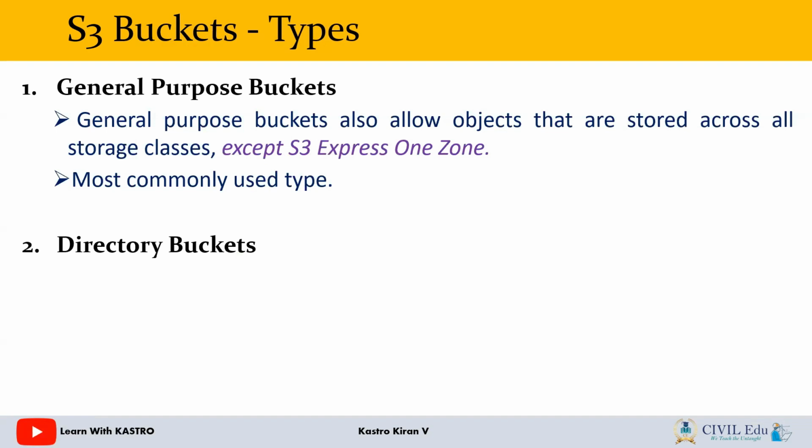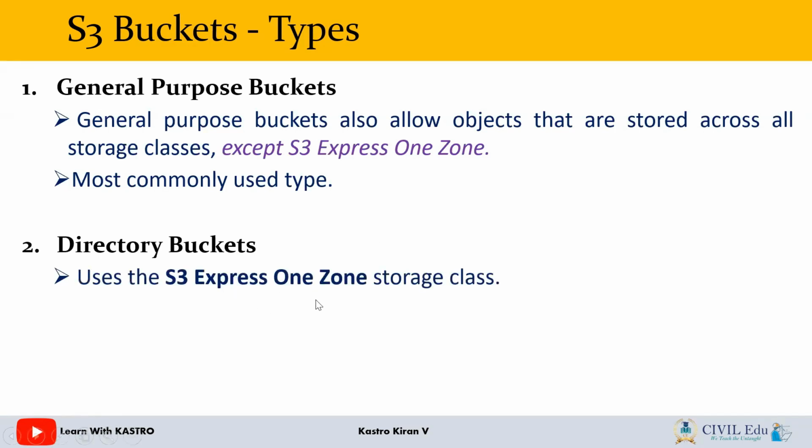the S3 service. And the second type of bucket is called a directory bucket. So directory buckets are the buckets which support only the S3 Express One Zone storage class. It doesn't use any other types of storage classes except the S3 Express One Zone.